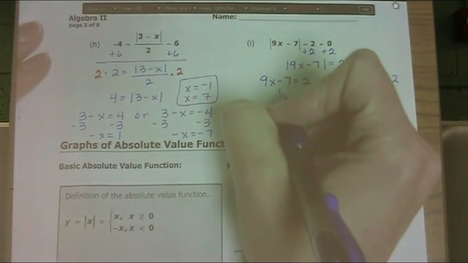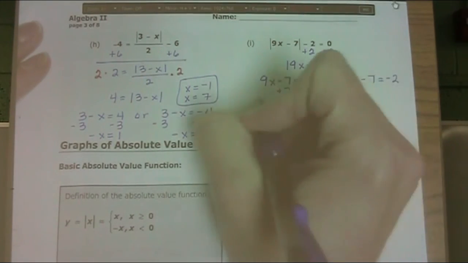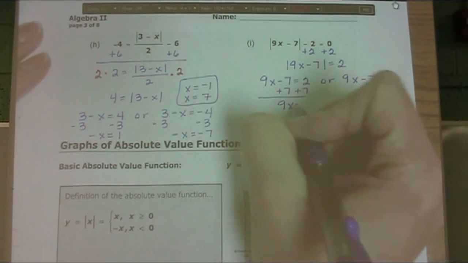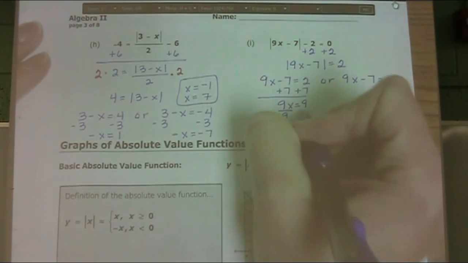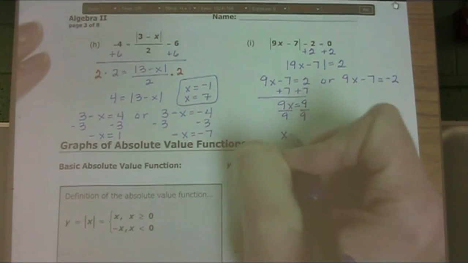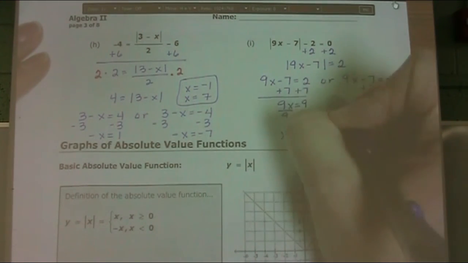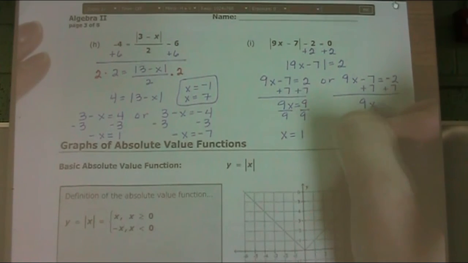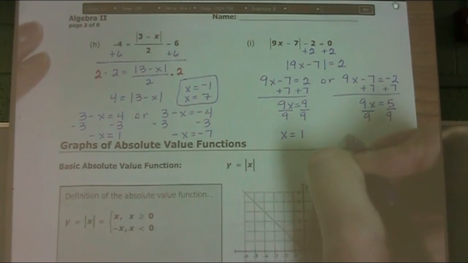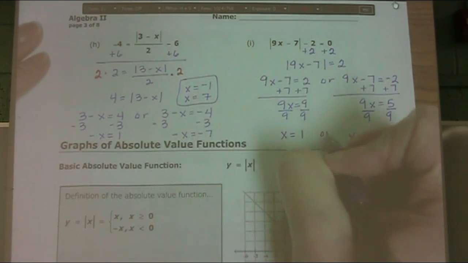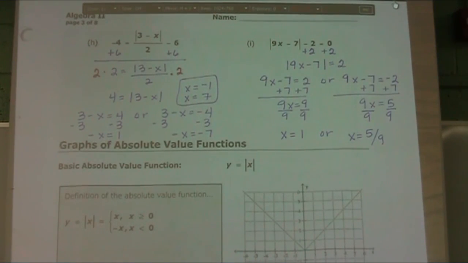All right, add 7 to both sides. I've got 9x equals 9. Divide both sides by 9, and I have x equals 1. Here, add 7 to both sides. I have 9x equals 5. Divide both sides by 9, and we have x equals 5/9. And very often with these type of problems, you end up with fractions. So don't be surprised by that.